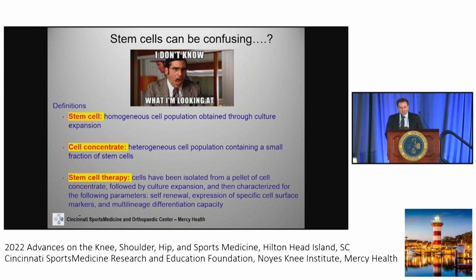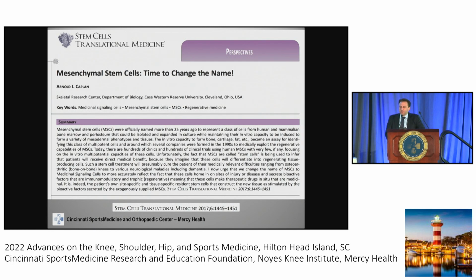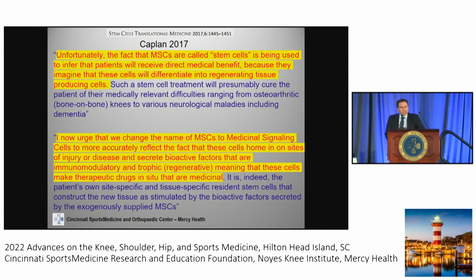multi-lineage differentiation capacity. Arnold Kaplan is actually the clinician who first coined the term mesenchymal stem cells, and he did this in 1991 while a biologist at Case Western Reserve University. He used this term to describe cells isolated from bone marrow stroma that could give rise to bone and cartilage. However, in 2017, he published this very important paper. It was titled "Mesenchymal Stem Cells: Time to Change the Name." I apologize about how wordy this slide is.